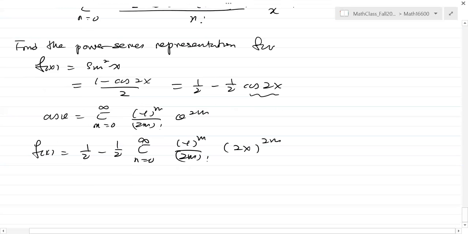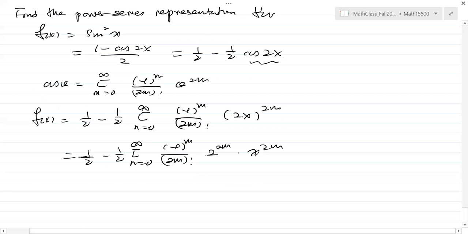So you get a Taylor series, right? You get a power series representation. And if you modify the coefficient, negative 1 to the m, 2m, n factorial and 2 to the 2m and x to the 2m. Yeah, be careful about the first term. When m equals zero, I got zero. Okay, so the first term is gone.